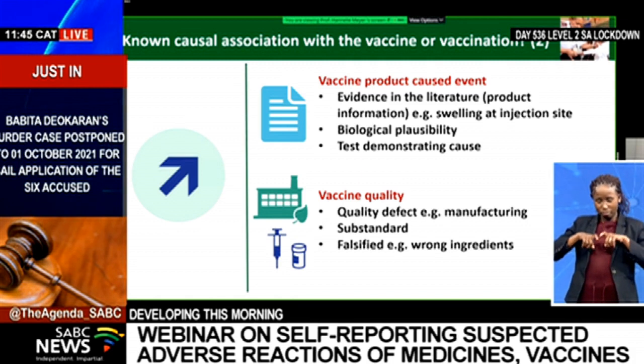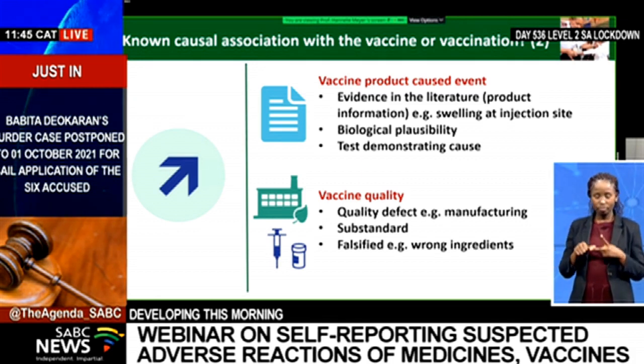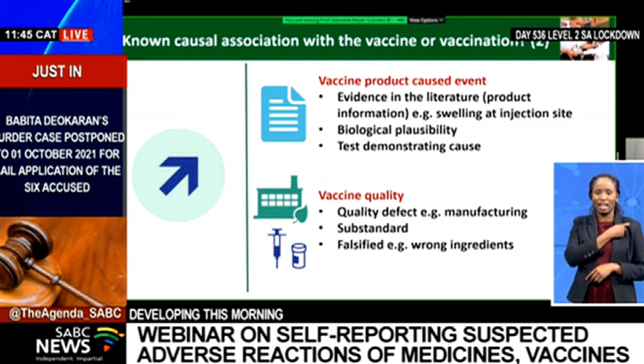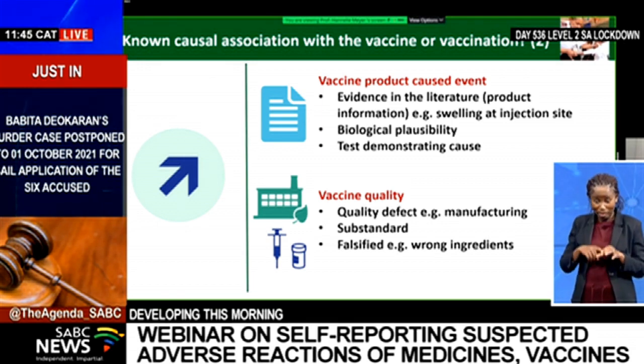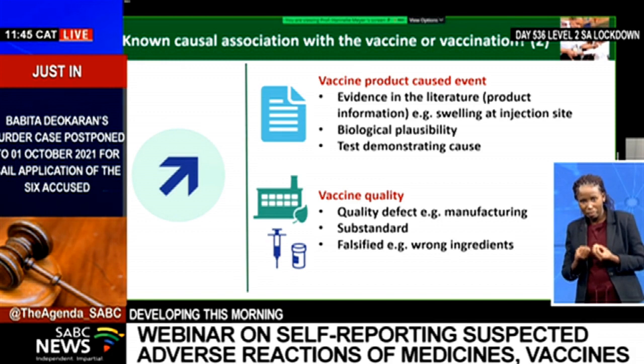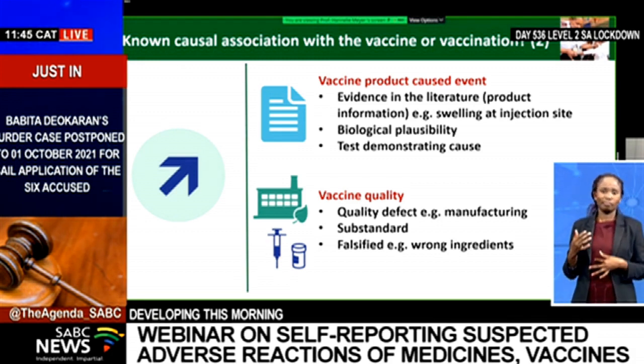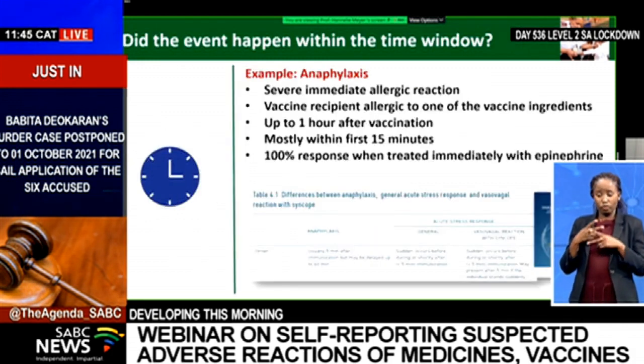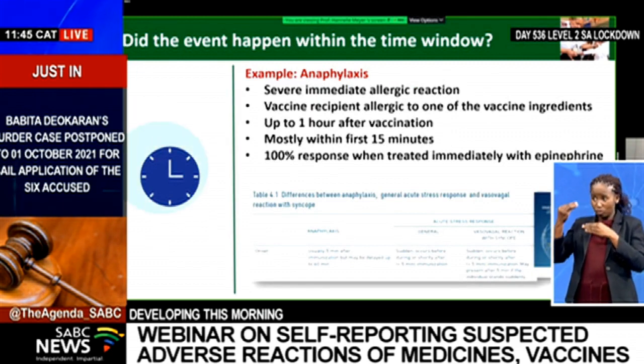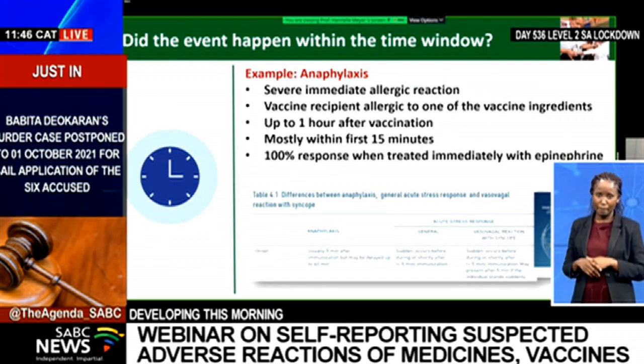The next one is the vaccine quality. So that is also considered in each and every one of the causality assessments. Should there be something wrong with the quality of the vaccine? Should there be any substandard ingredients involved, or maybe falsified ingredients, or maybe a mistake in the manufacturing, whatsoever that might be. Then the next one is whether you look at whether the event happened within a specific time window.